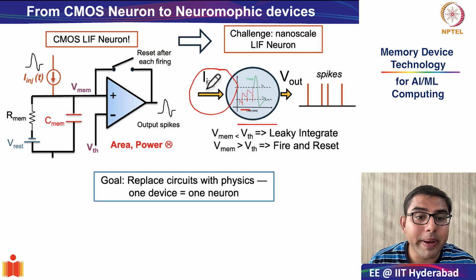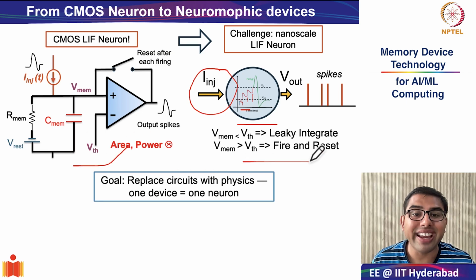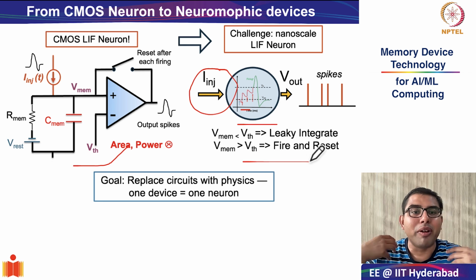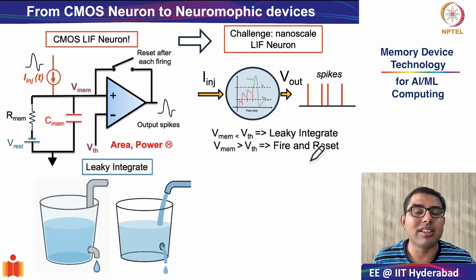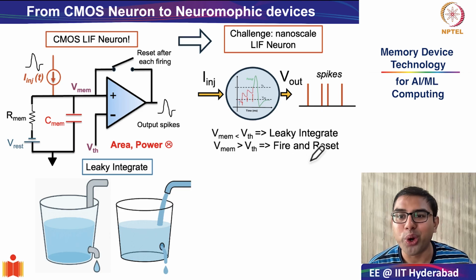So the goal is basically to replace these bulky circuits with intelligent device physics, which can mimic all these neuronal function with only one single nanoscale device. And in this case, before we start looking at these devices, an analogy will be very useful to understand.